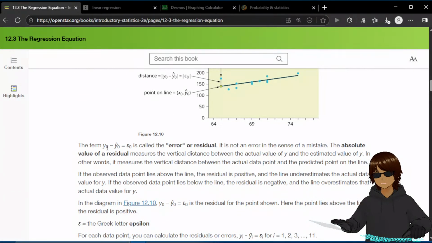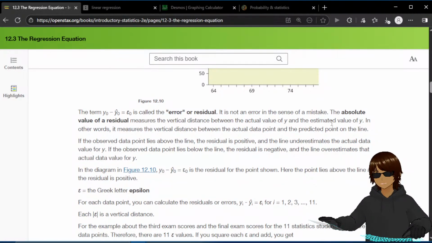The term epsilon naught is called the error or residual. It is not an error in the sense of a mistake. The absolute value of the residual measures the vertical distance between the actual value and the estimated value of y. In other words, it measures the vertical distance between the actual data point and the predicted point on the line.